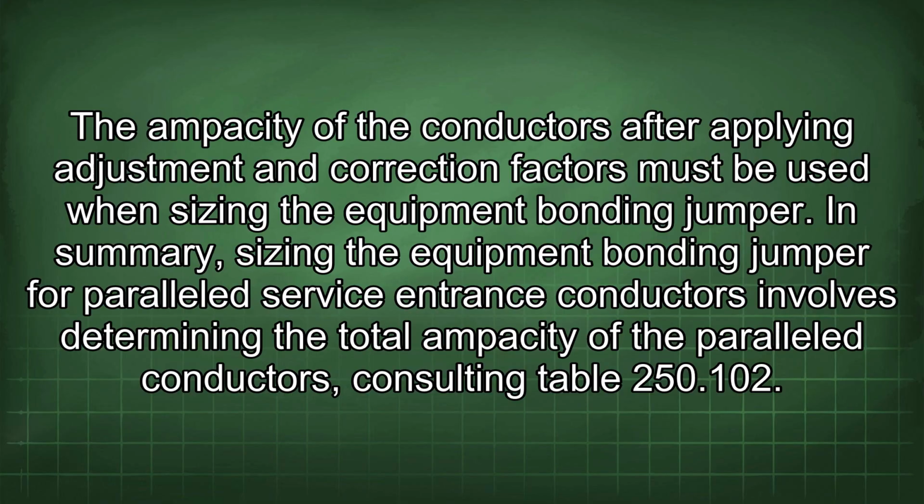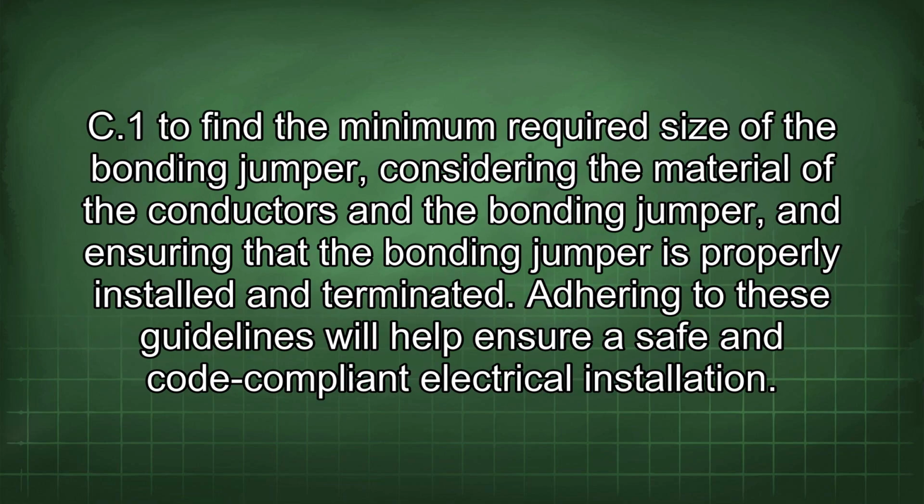The ampacity of the conductors after applying adjustment and correction factors must be used when sizing the equipment bonding jumper. In summary, sizing the equipment bonding jumper for paralleled service entrance conductors involves determining the total ampacity of the paralleled conductors, consulting Table 250.102(C)(1) to find the minimum required size of the bonding jumper, considering the material of the conductors in the bonding jumper, and ensuring that the bonding jumper is properly installed and terminated.